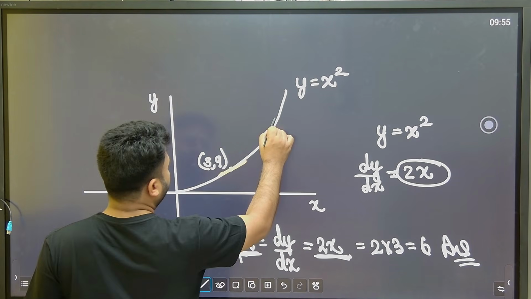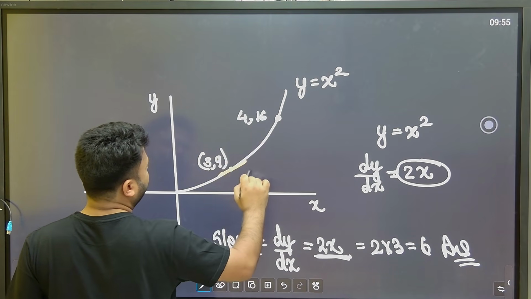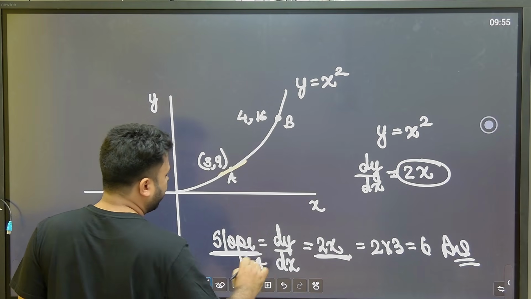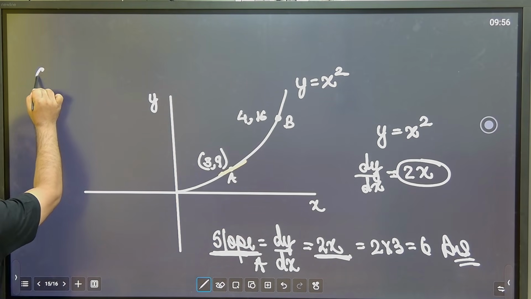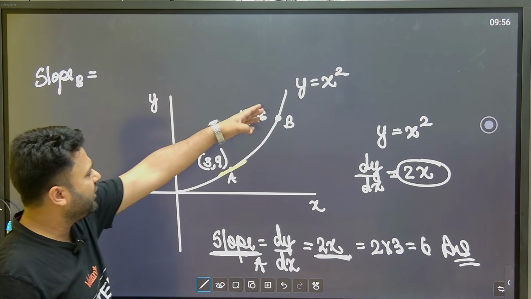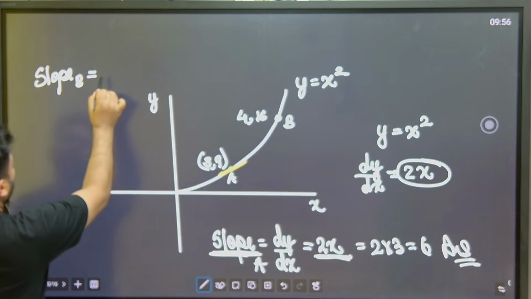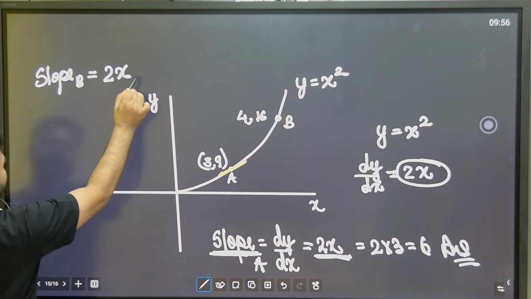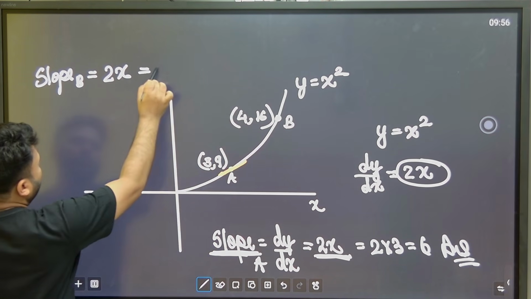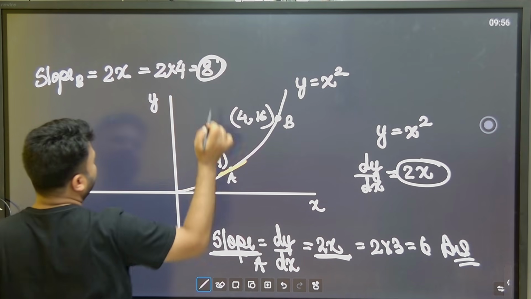Suppose there is another point here, x coordinate 4, y coordinate 16. They are asking what is the slope at B. This was the slope at A. They are asking what is the slope at B. See here I am writing slope at B. So equation is same only, y equals x square. Slope will be dy by dx, that is 2x. What is the x coordinate at B? 4. So 2 into 4, that is 8. We are getting the slope here is 8.